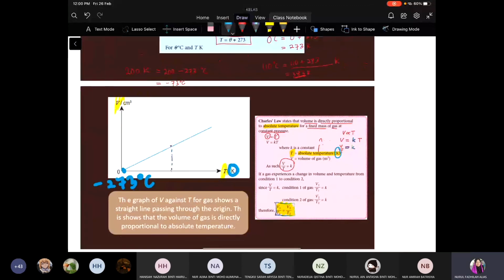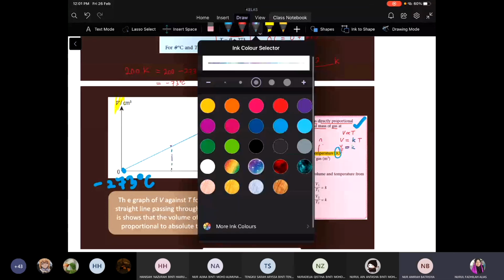So that gives us this statement of Charles' law. From this graph, we get the relationship of directly proportional. The graph of V against T for a gas shows a straight line passing through the origin. So this shows that the volume of a gas is directly proportional to, not temperature. You cannot just mention temperature. You must mention absolute temperature. You must mention this word. So now you know the meaning of absolute temperature.